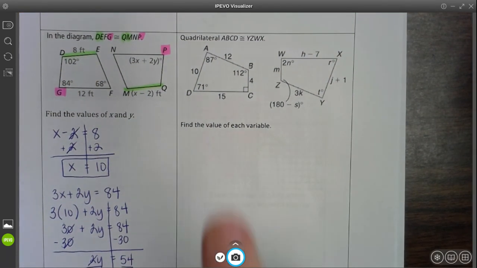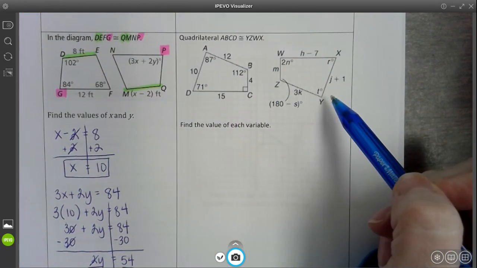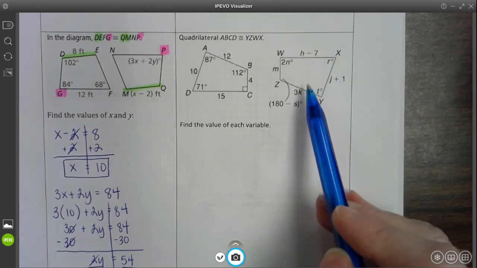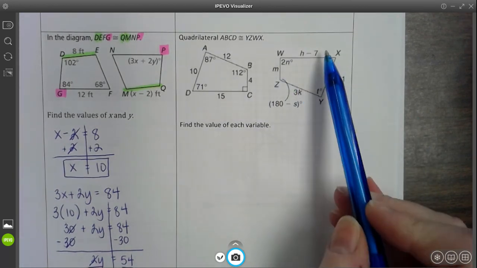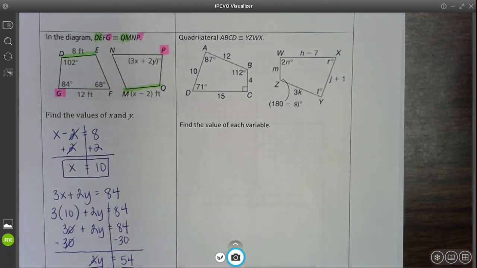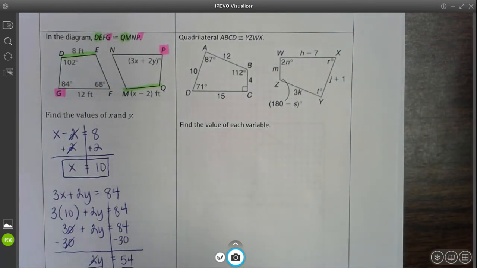Okay, the next one says quadrilateral ABCD is congruent to quadrilateral YZWX. Find the value of each variable. So here we have a bunch of them, right? M, N, K, H, S, J. There's a lot of them. All right, so first of all, let's start with M. M seems pretty easy to start with.